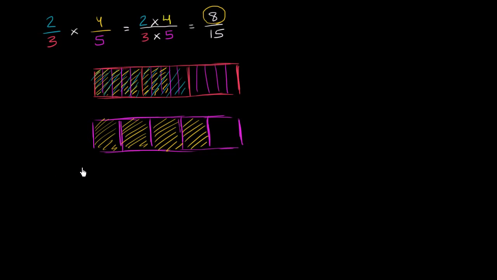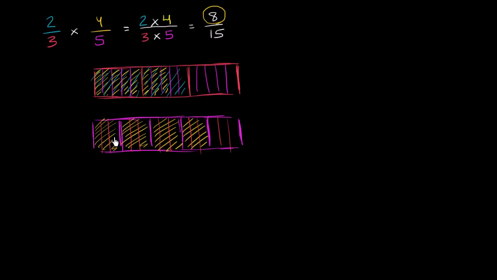Well, how can we do that? Let's split each of these 5 into 3 pieces. So now we have essentially 15ths again: 1, 2, 3, 4, 5, 6, 7, 8, 9, 10, 11, 12, 13, 14, 15. And we want to take 2/3 of this yellow area. We're not taking 2/3 of the whole section. We're taking 2/3 of the 4/5. So how many 15ths do we have here?